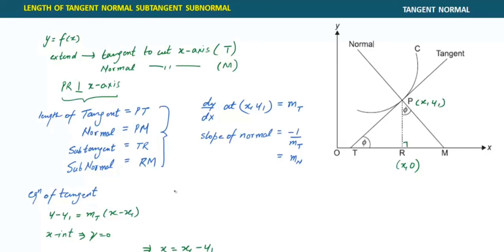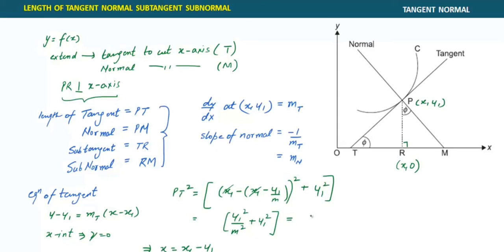Now you need to find PT. Let's say first of all we figure out PT square. So PT square will be x1 minus y1 by m, whole square, plus y1 square. Got it? If you just calculate this, x1 will get cancelled out, and what you will be left with is y1 square upon m square plus y1 square.